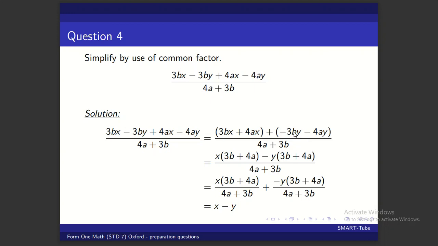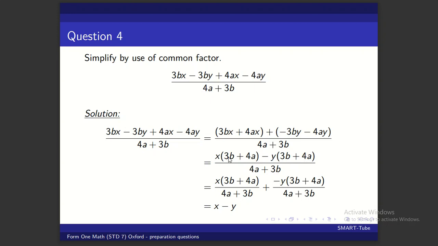Similarly here, we are looking to see if it's possible to cancel this 4a plus 3b. The common factor here is minus y. If you take out minus y, then you'll get 3b plus 4a. So that's what you get. Now you can see here, you can divide this.